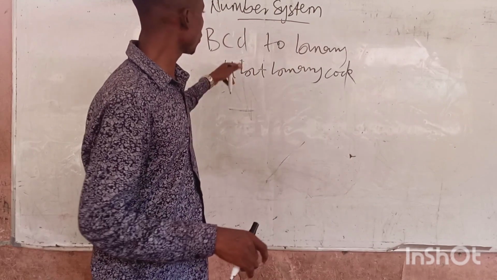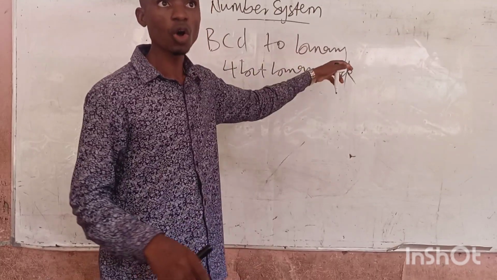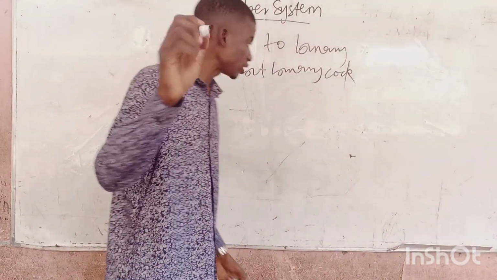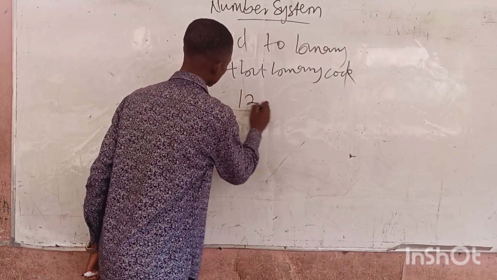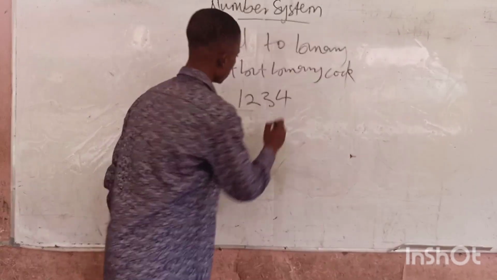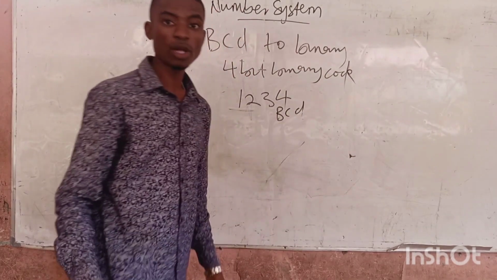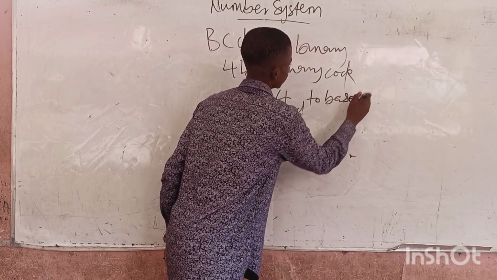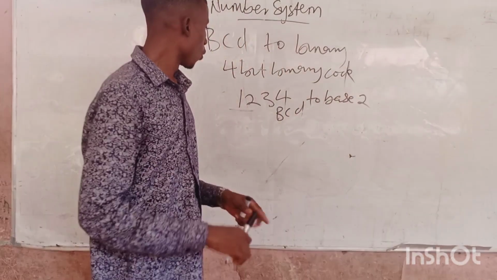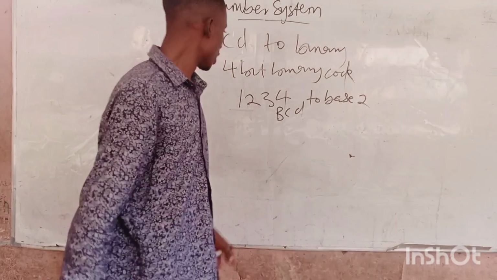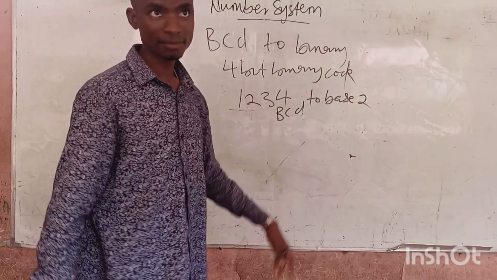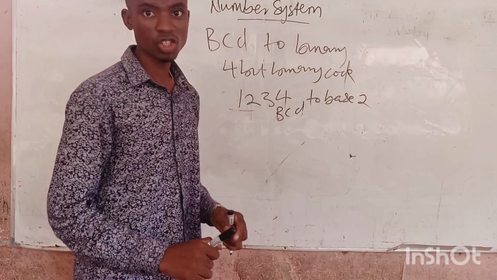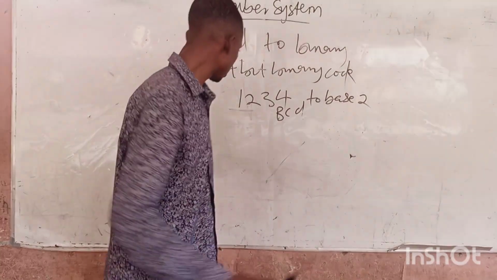So now, how to convert from BCD to base 2 or to binary is, assuming we have something like 1, 2, 3, 4 in BCD, and we want to convert it to base 2. The first approach is to separate each of the numbers, and then find the binary equivalence of each of the numbers. And how do you do it?